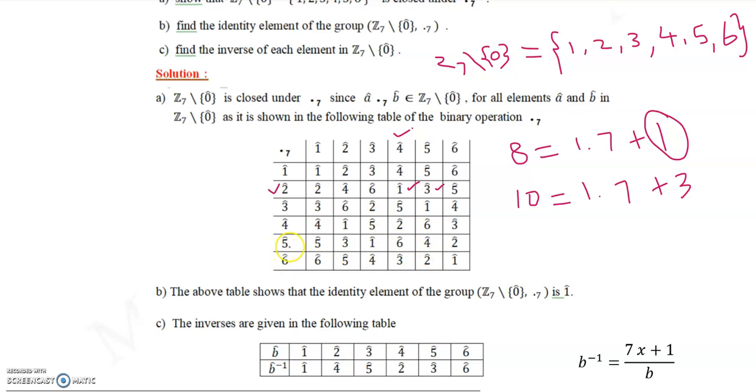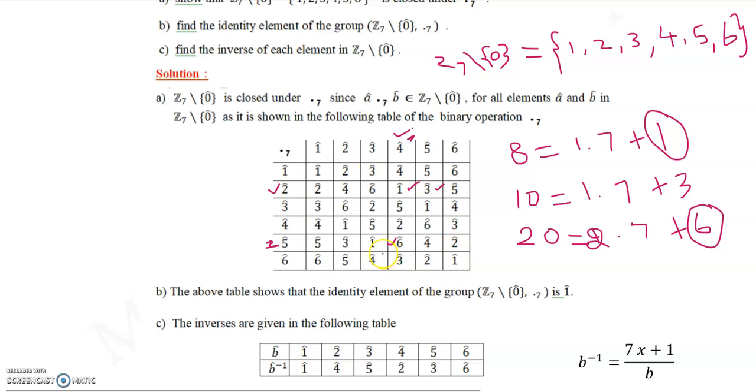For example, you take 5 and 4. How much? Here we are writing 6. How? 5 and 4 is 20. So 20, you apply modulo 7. 7 multiplied by 2, 2 times 7 is 14, plus the remainder, which is 6. That's why we are writing 6 here. In a similar way you can fill the table.